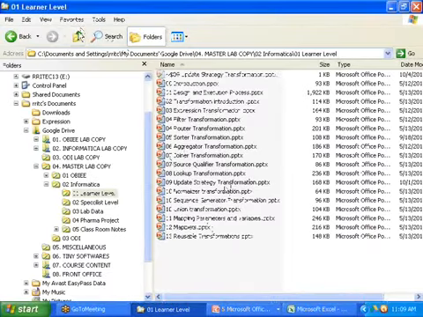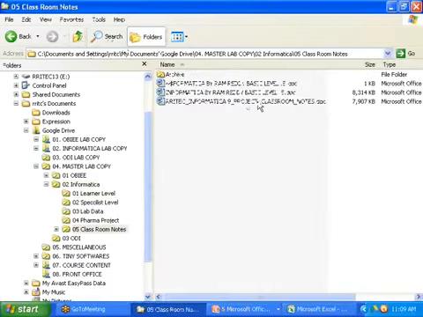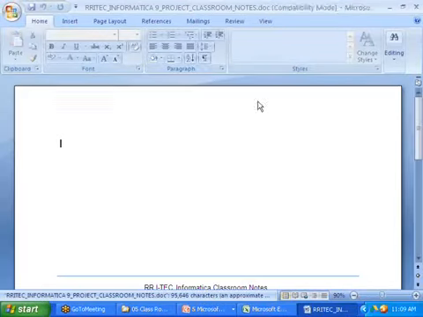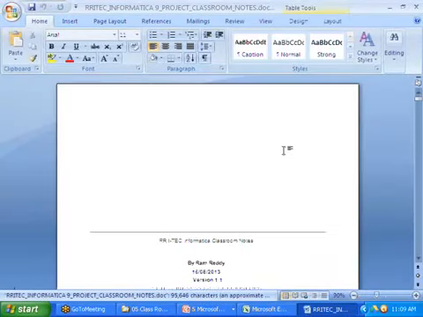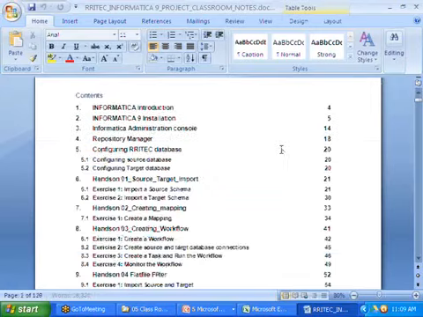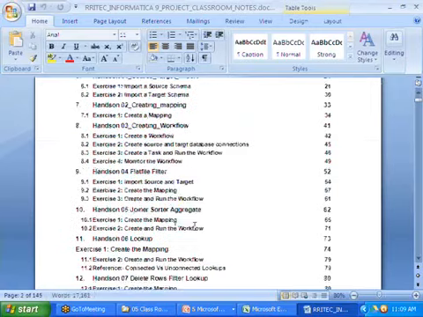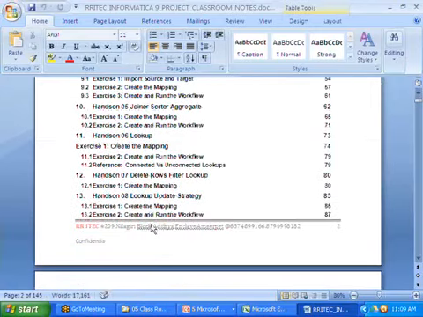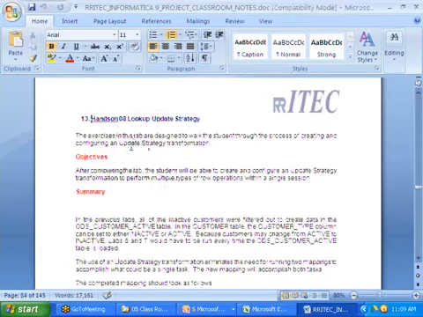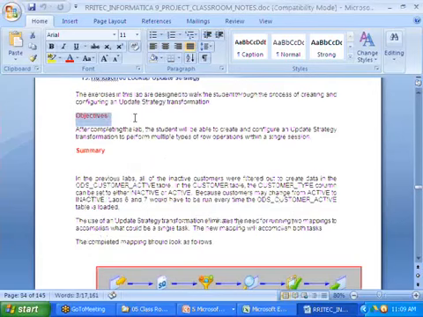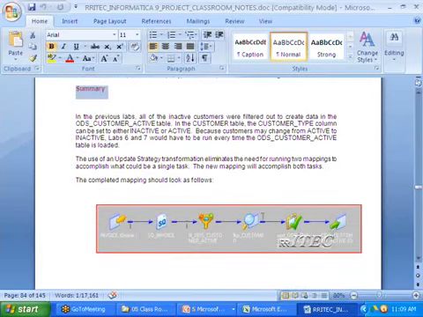In the same folder, if you go and see the classroom notes, there is the project level document. This project level is unique to RRI Tech. For project level, update strategy transformation, which we are trying to learn, is available here: hands-on 8, lookup and update strategy transformation. In this one we are trying to understand what update strategy transformation is doing, what the objective of this lesson is, what the summary of this lesson is, and how the flow will be.